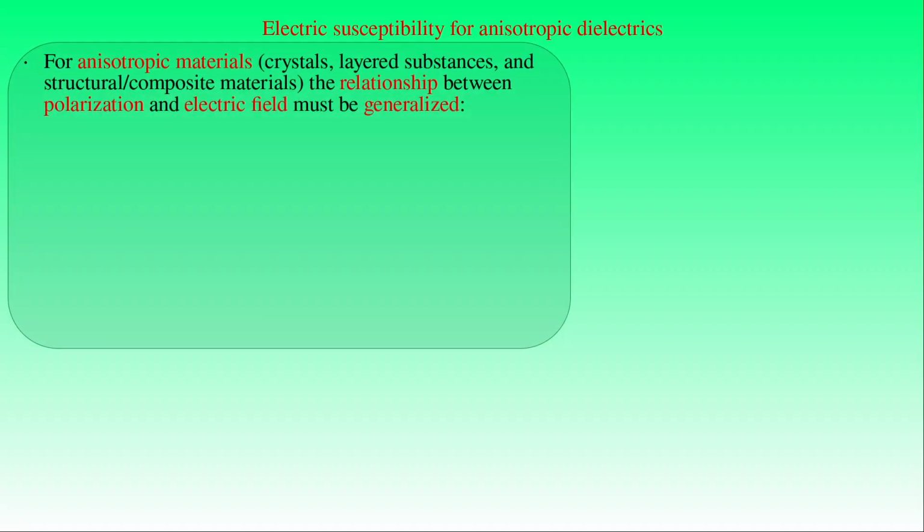However, there are also anisotropic materials such as crystals, layered substances and structural or composite materials, where the relationship between polarization and electric field is more complicated and its mathematical expression must be generalized. In a more general description for polarization in anisotropic dielectrics, each component of the polarization vector is given by the linear combination of the components of the electric field strength.